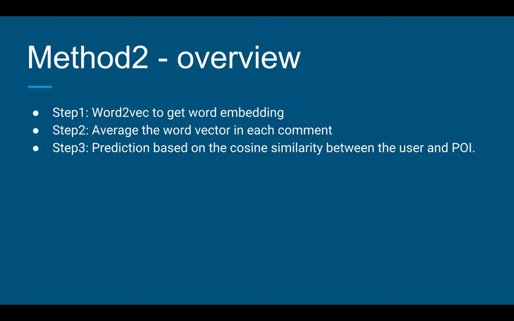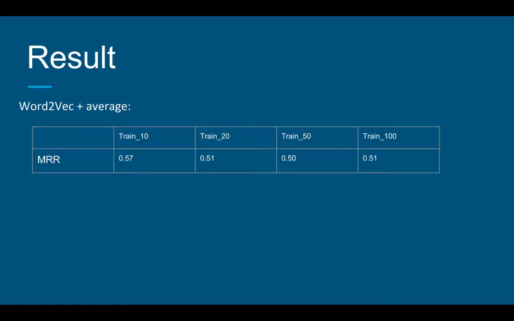Okay, thanks. So I will talk about method 2 and the next task, task 2. First is the overview of method 2. The first step is using word2vec to get the word embedding, and the second step is we average the word vectors in each column, and then we can get the representation of the user and POI. And our prediction is based on the cosine similarity between the user and POI.